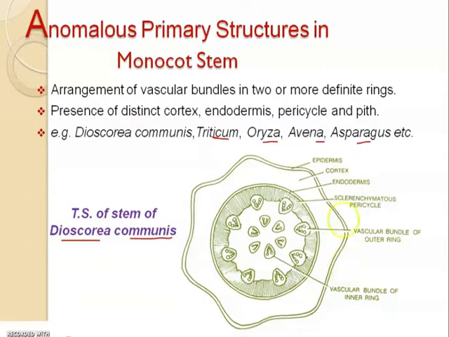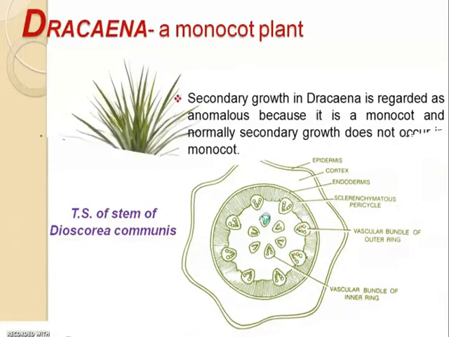In this case, ground tissue is differentiated into cortex, endodermis, and pericycle. Further, the vascular bundles are present in a ring. This is the outer ring and this is the inner ring. So, these all are the anomalous primary structures.